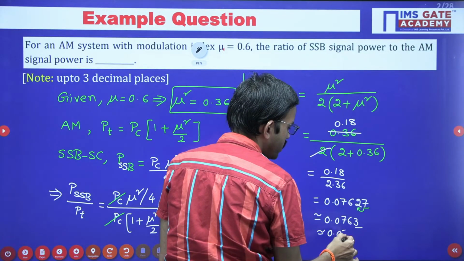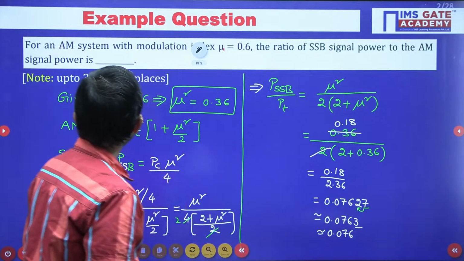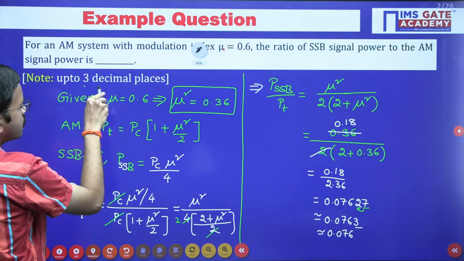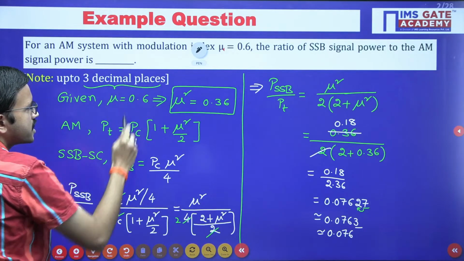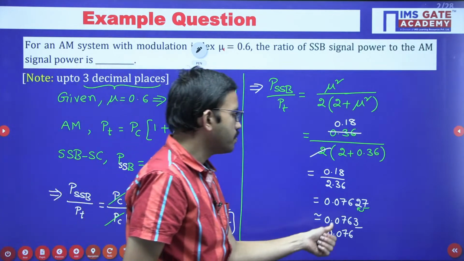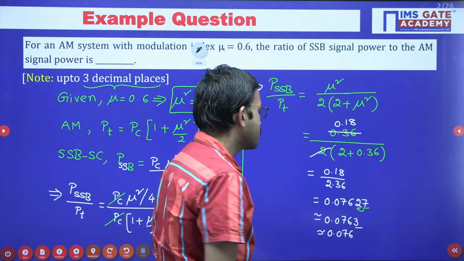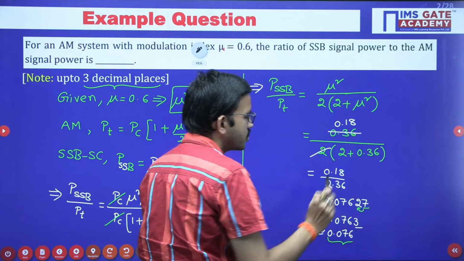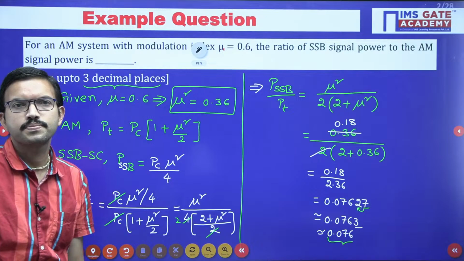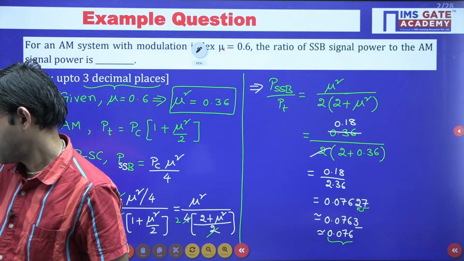So here in the question they are asking you to round your answer to 3 decimal places. So after the decimal point you have to consider only 3 decimal places. So the final answer for this question is 0.076.